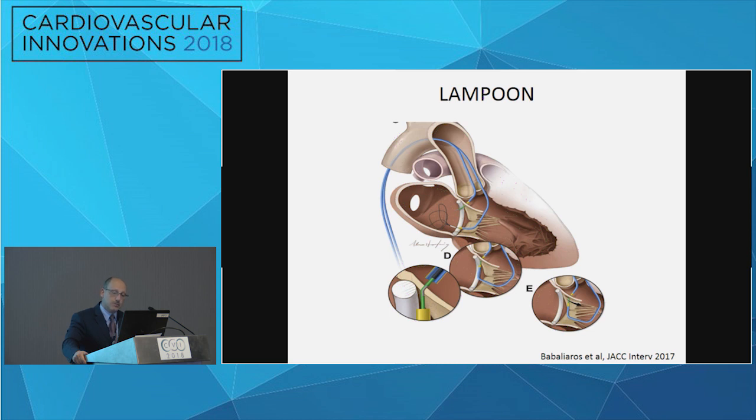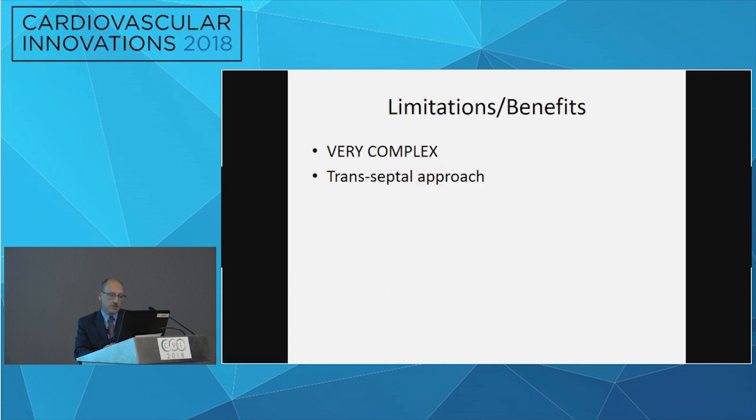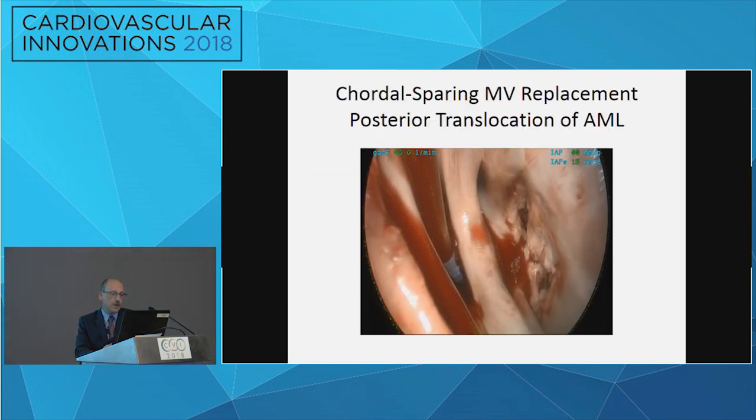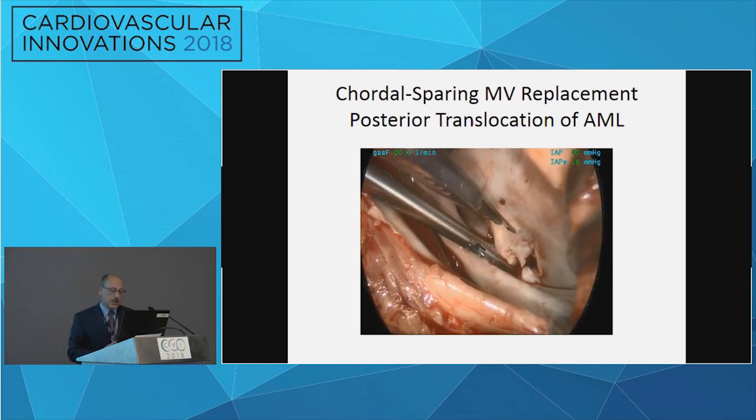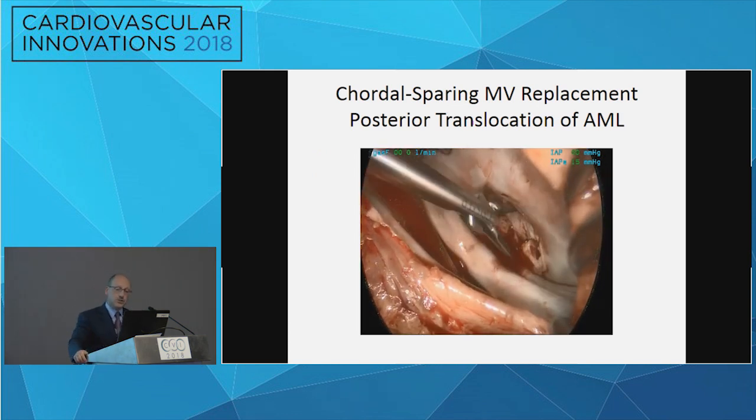The LAMPOON procedure has been proposed by Adam Greenbaum and Bill Babaliaros. It's fairly complex, where you actually go with a catheter across the aortic valve, and you bovie your way through the anterior mitral leaflet, snare that, and lacerate the anterior mitral leaflet intentionally to prevent LVOT obstruction. It's a very complex procedure. I'm sure some of the people in this room are more comfortable with it than we are, but it is definitely a complex procedure.